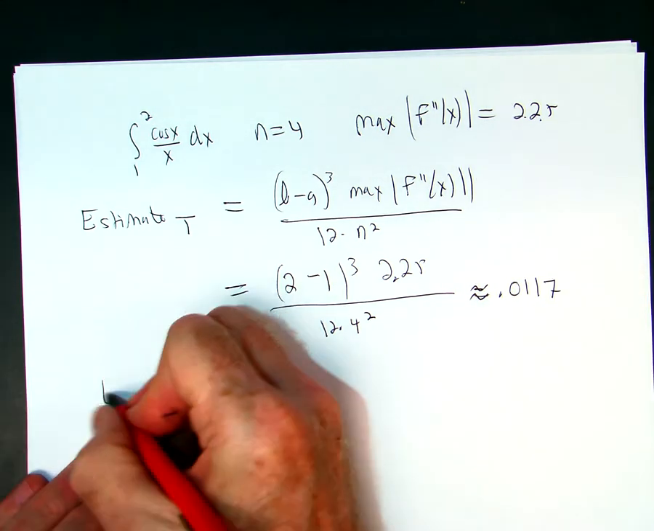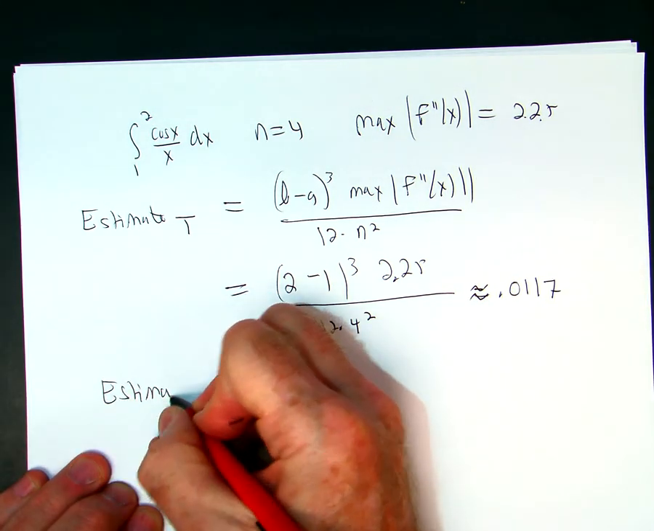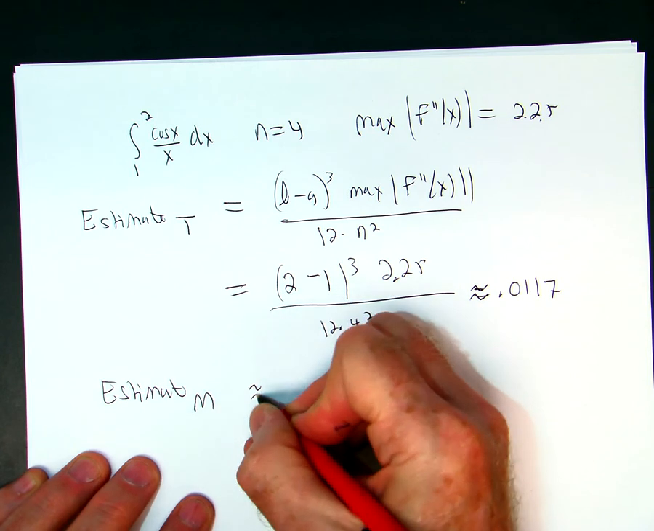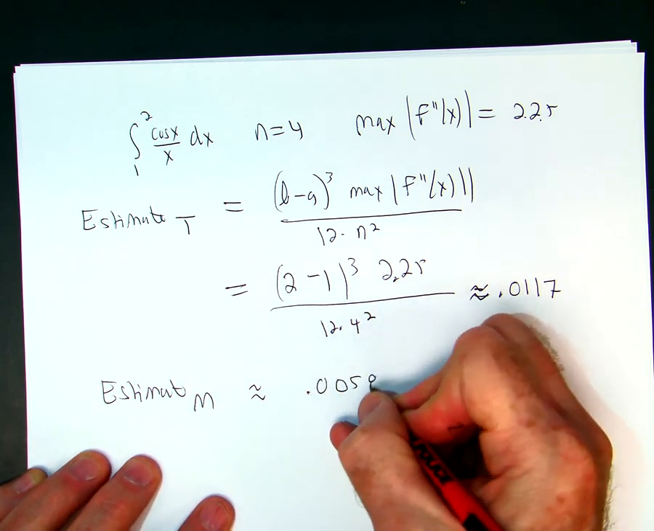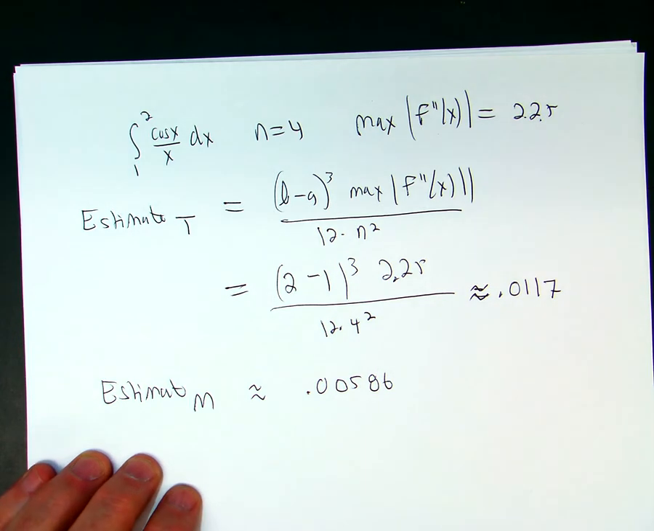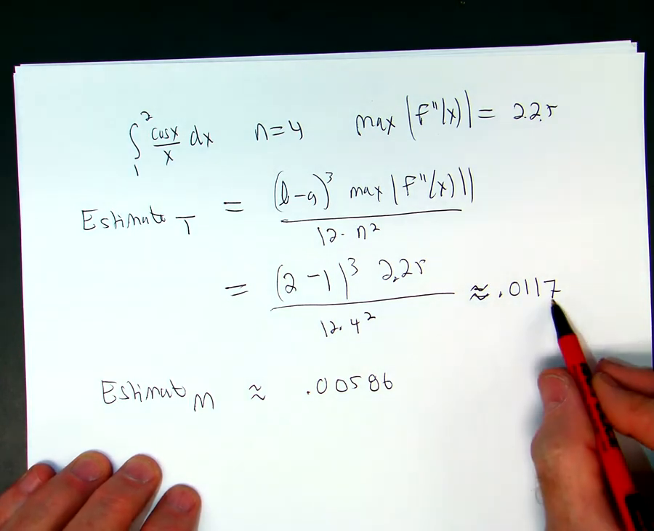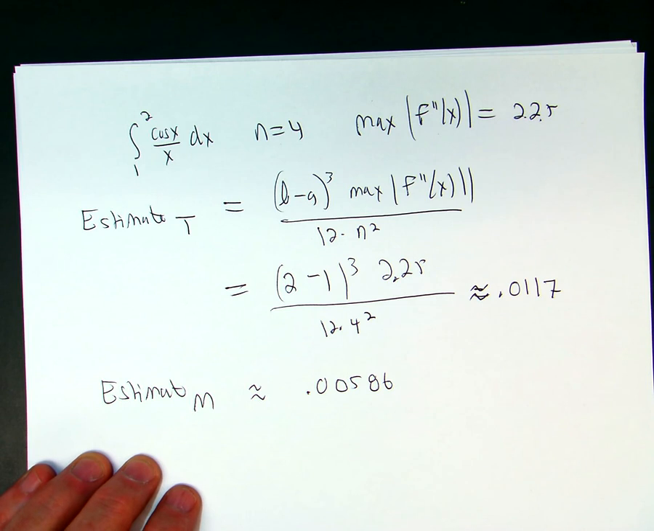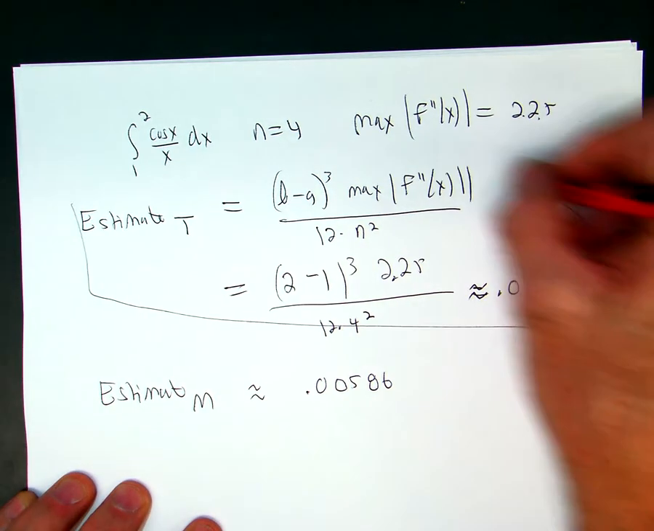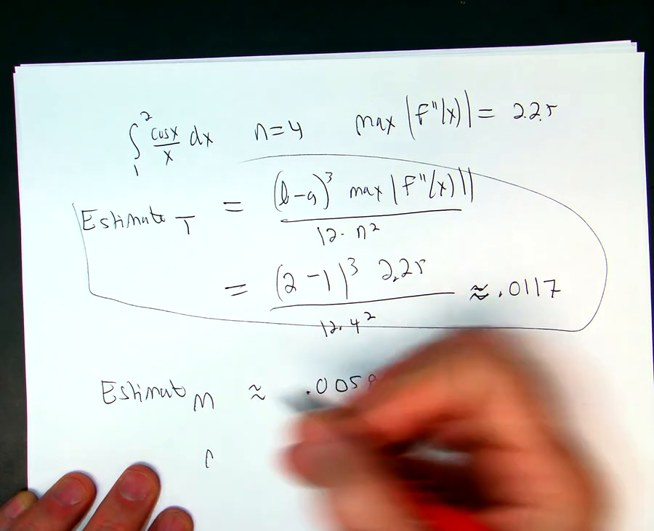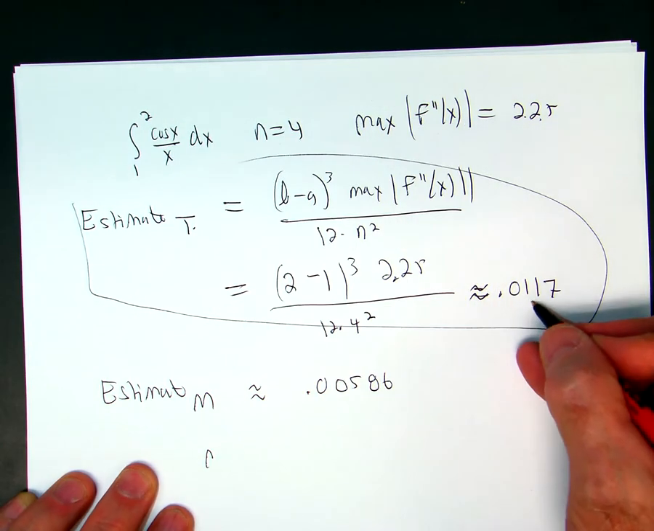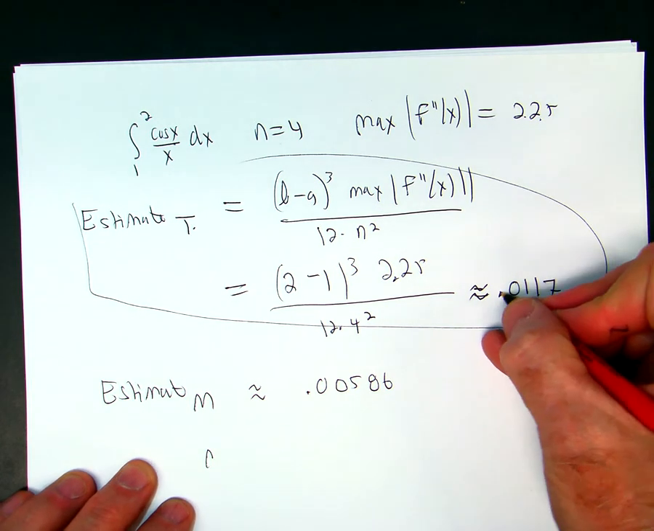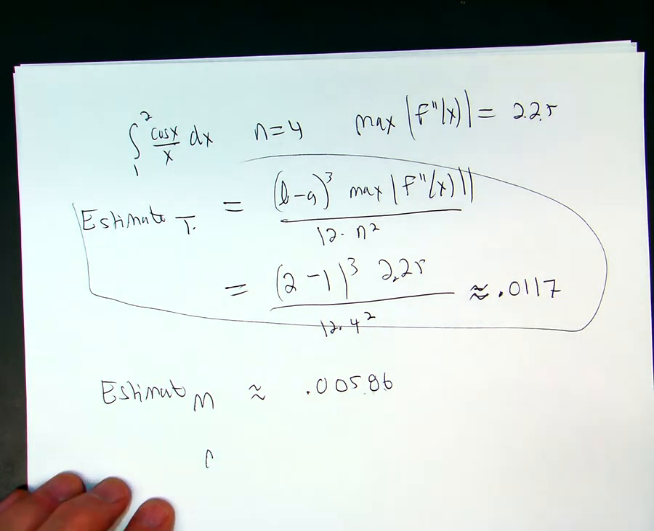And notice that the estimate for the midpoint was about 0.00586. Multiply this by 2, and you'll get pretty close to that. So you see where that comes from. Okay, that's it. So bottom line, what this tells me is that my trapezoid estimate for this was within about 0.01 of the actual answer. Pretty close, but not as close as this. Okay, thank you.